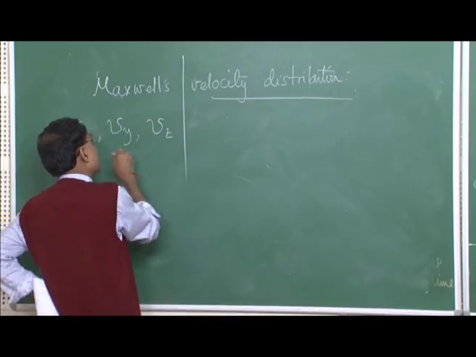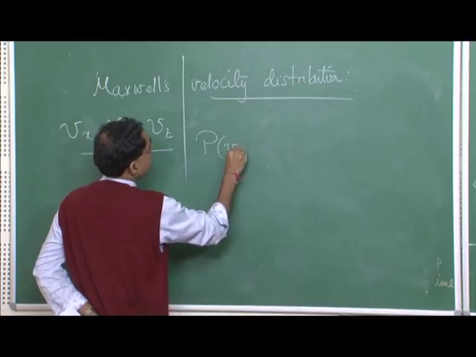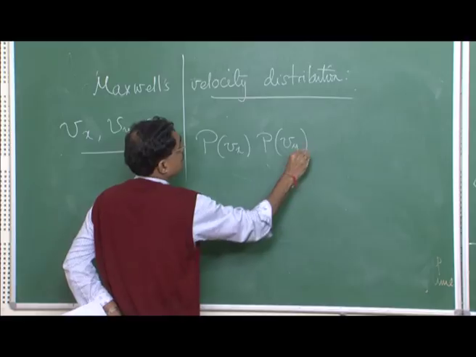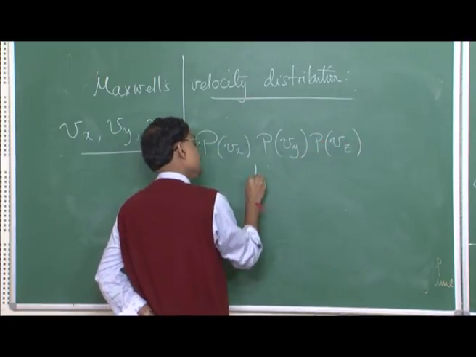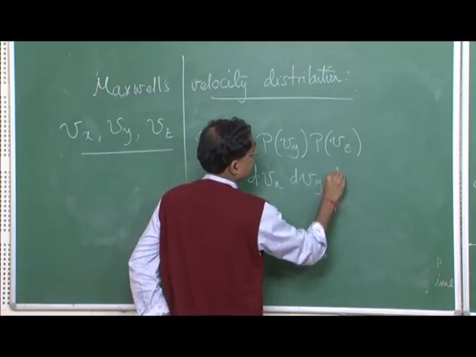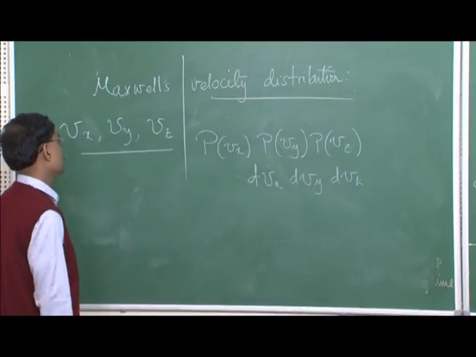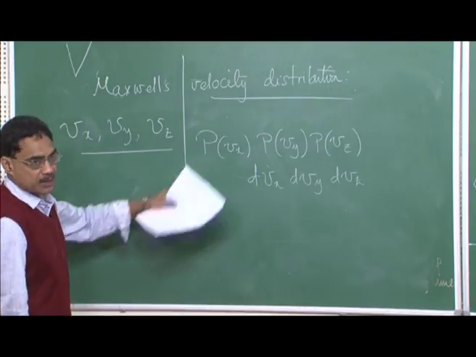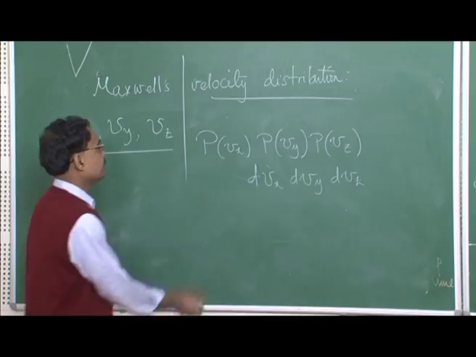So, if you have Vx, Vy, Vz, this can be shown as P(Vx) P(Vy) P(Vz) dVx dVy dVz. I read out this mathematical expression for you. Remember, the container volume is V. These are the components of velocity. Let us say the distribution of this velocity.